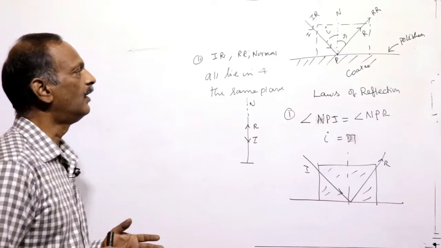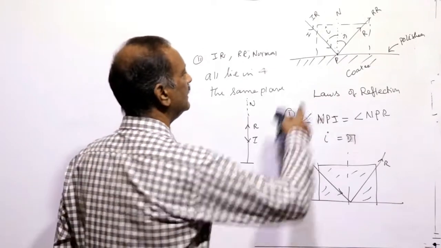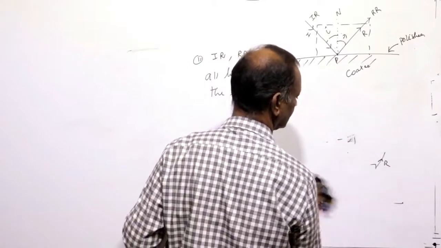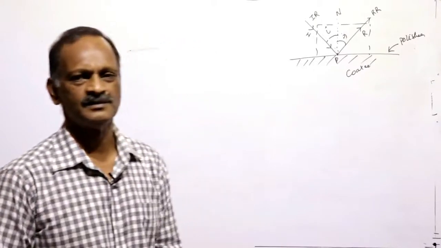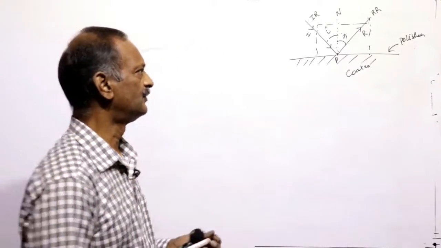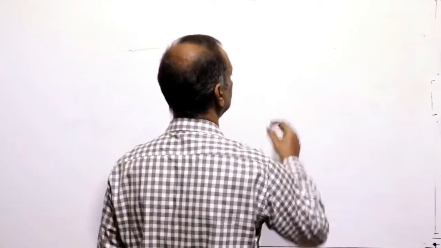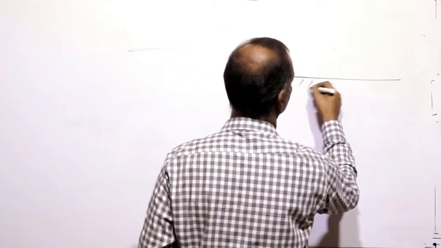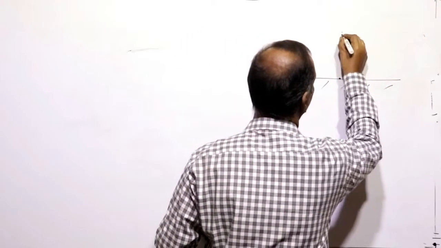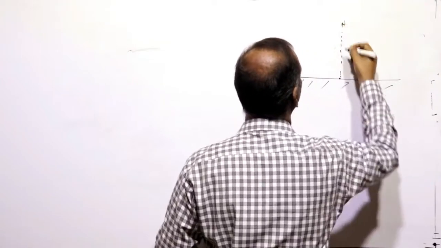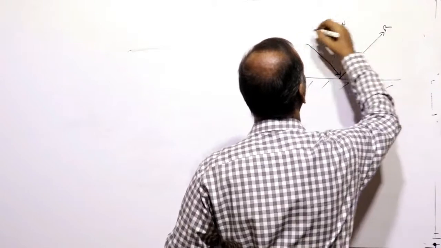Now, how will you draw the normal for a spherical surface? You will always have some doubt about that. This chapter is not a difficult chapter, it is a little bit confusing, so we will clear all the confusion now. For a plane mirror, there is no problem in drawing the normal. This is the point of incidence, and at the point of incidence we draw the normal. With respect to this, we have the incident ray and the reflected ray.